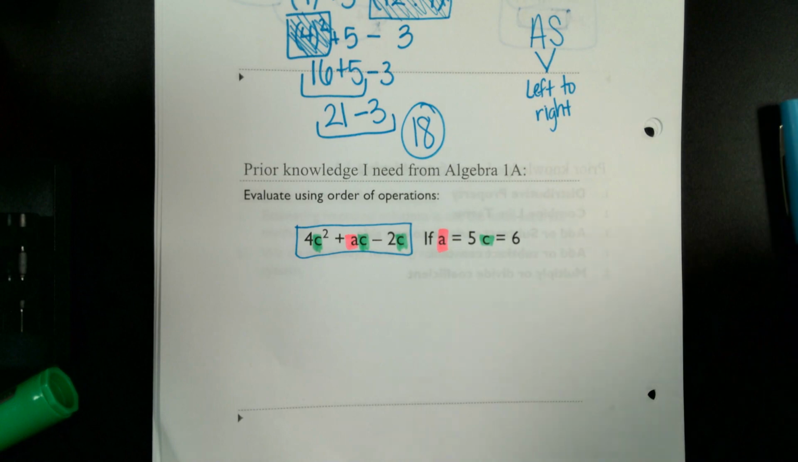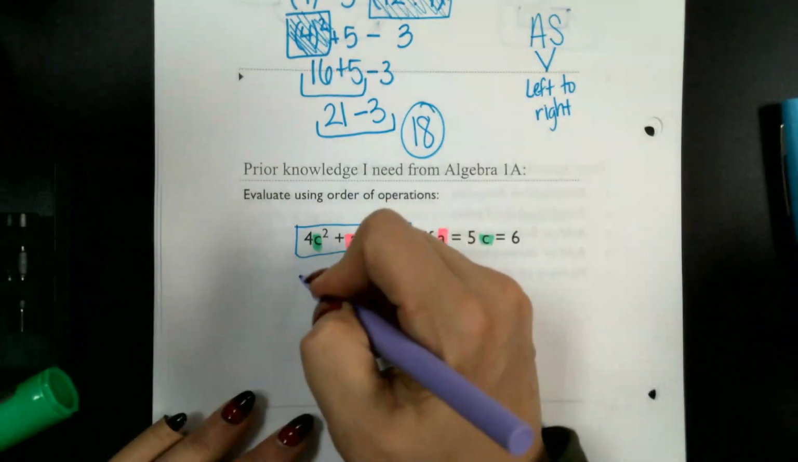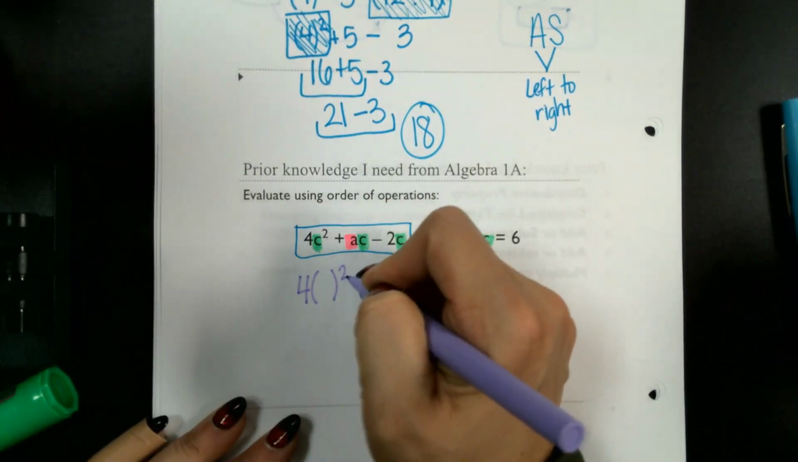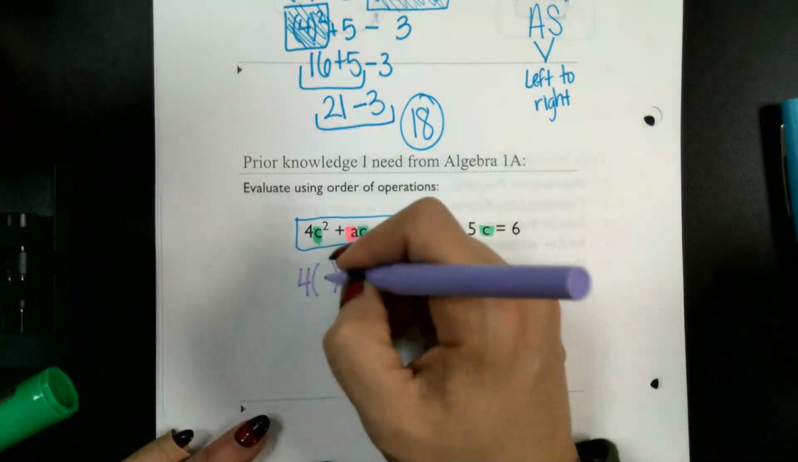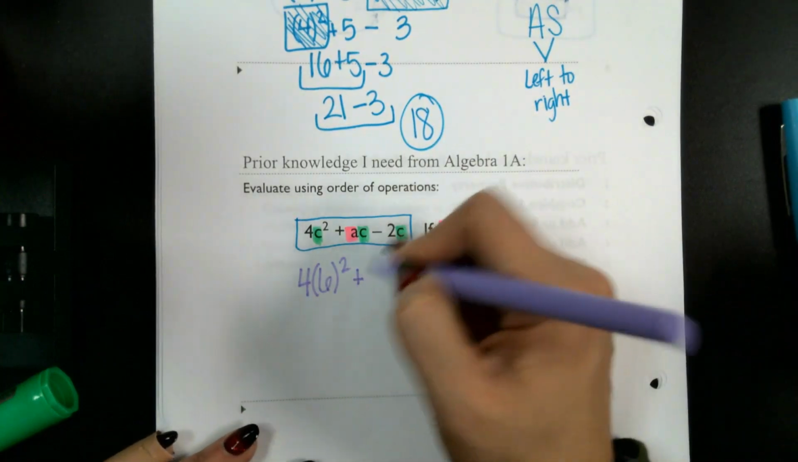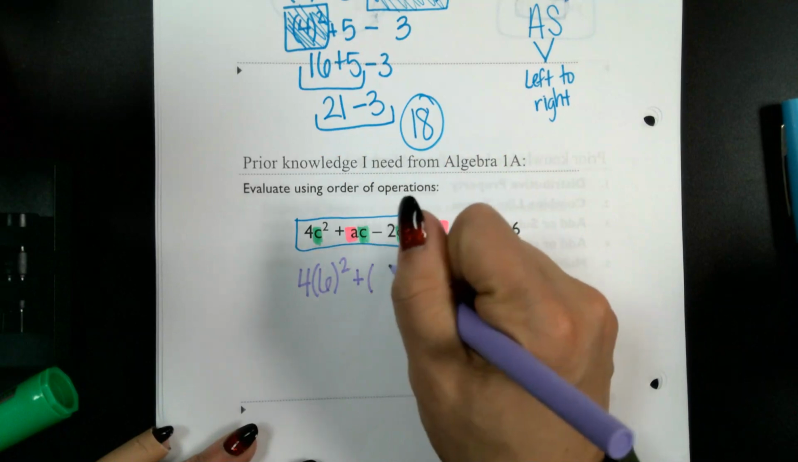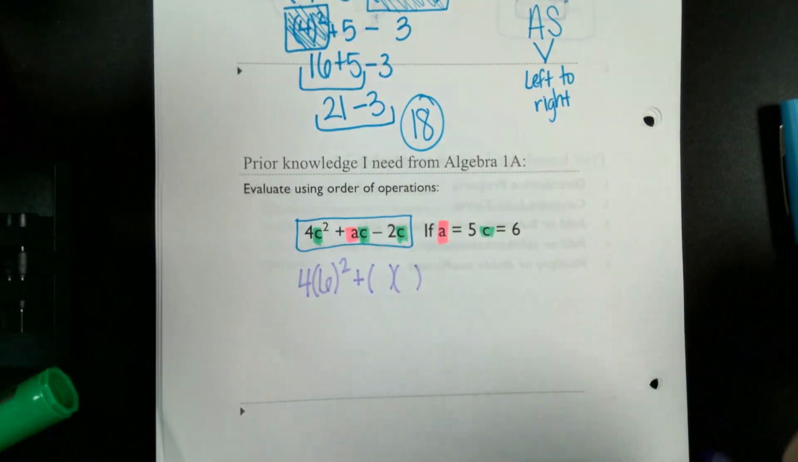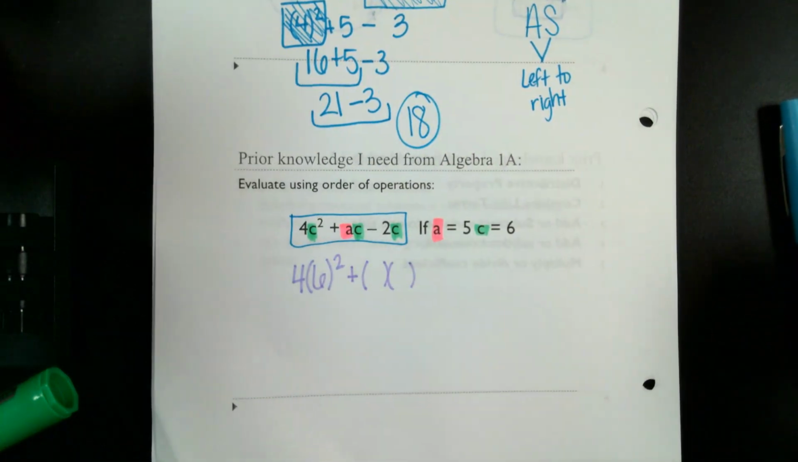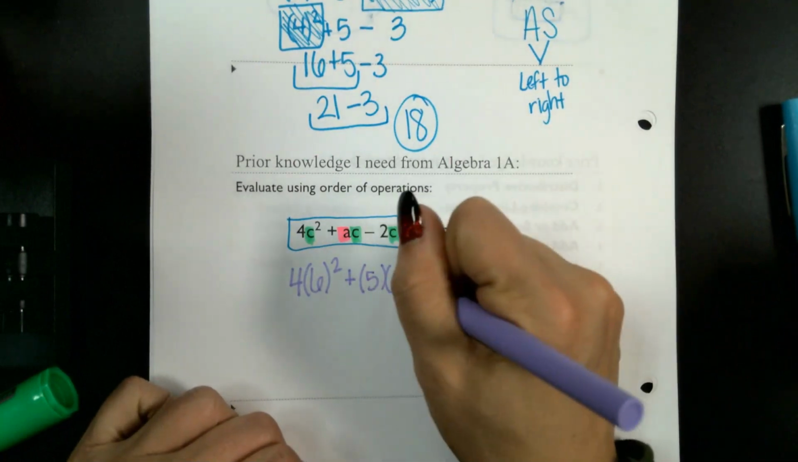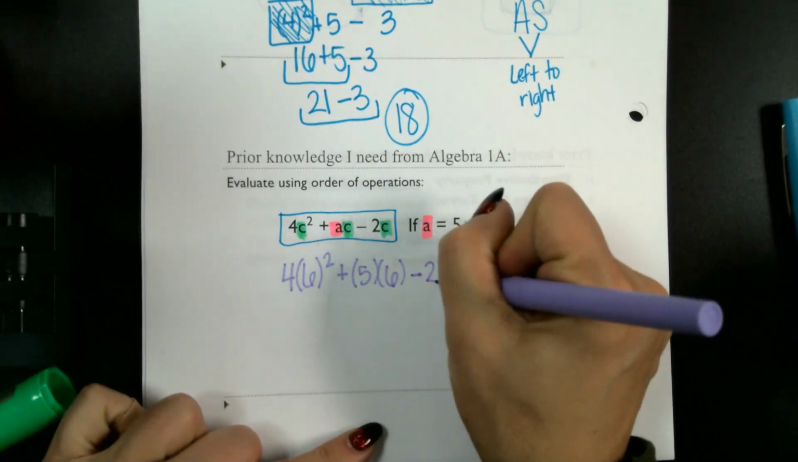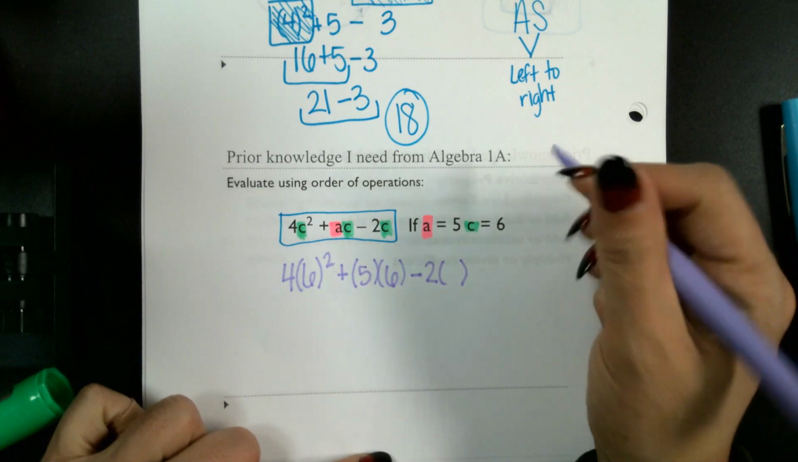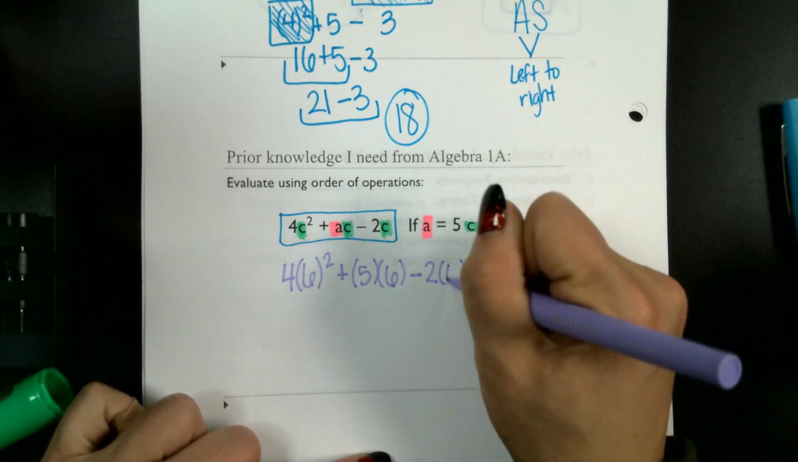Okay, so if we rewrite this, 4 is first. What number goes there? The 6. Plus, and then A and C are going to be side by side, multiplied together. So I usually just show them in parentheses. So A was 5, C was 6. The minus 2 is there, and then what number goes next to the 2? 6.